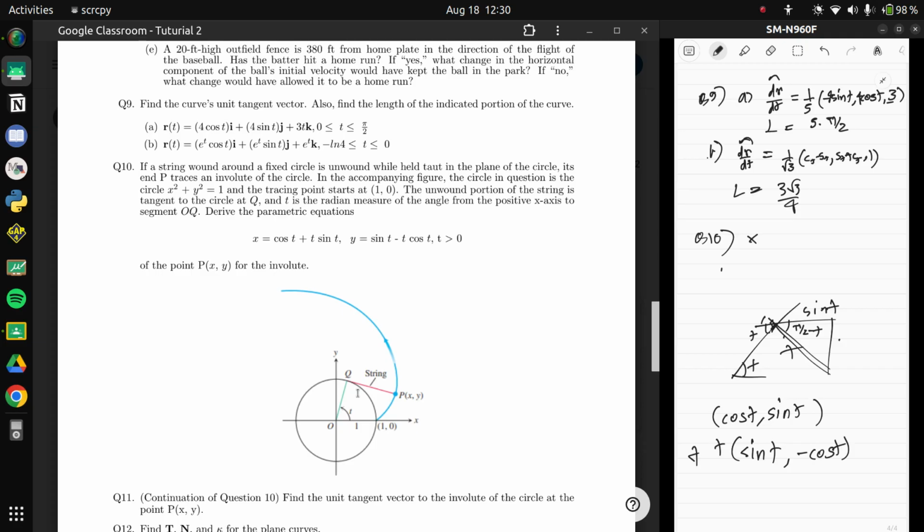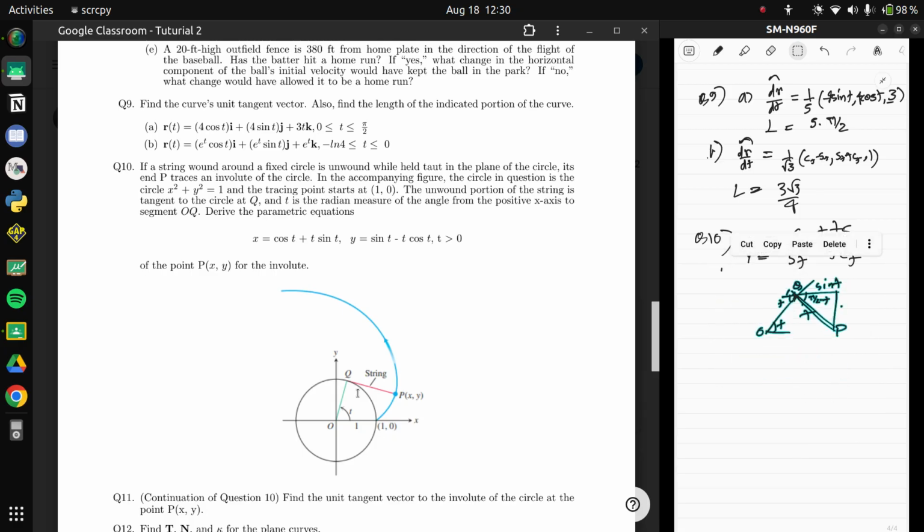So I mean, do you really need a derivation for this? It's kind of obvious. It's cosine t plus t sine t. And y is just... This thing is q. This thing is p. This thing is origin. Yeah. So y is just sine t minus t cosine t, whatever. Move on.